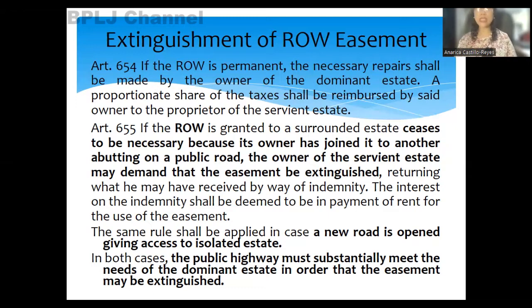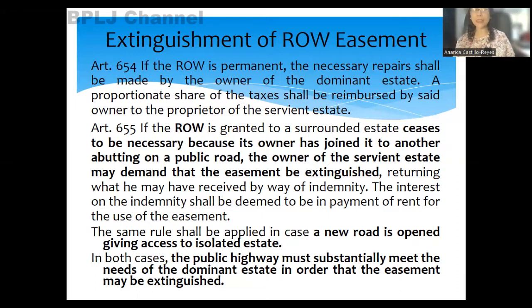Remember, the extinguishment of the easement is not automatic, meaning the owner of the servient estate must demand the closure of the right of way. Okay? And as I've said, if it is a voluntary easement and not a legal easement, this provision does not apply. Okay, why? Because it is one which is agreed upon by the parties. And unless there is a waiver or a renunciation executed by the owner of the dominant estate, the voluntary easement of right of way subsists, even if a new road has been opened, giving the owner of the dominant estate access to the highway.